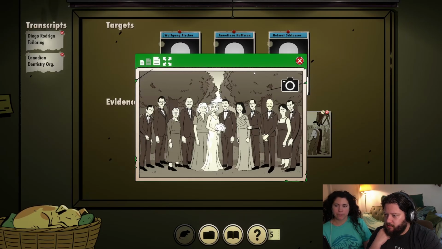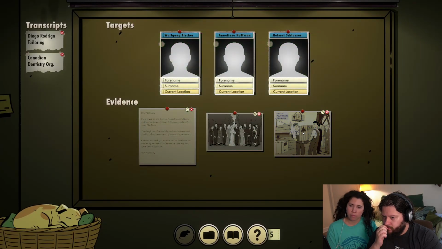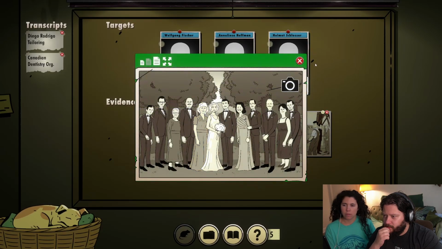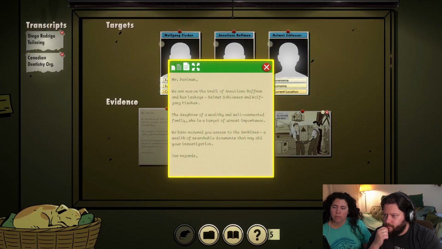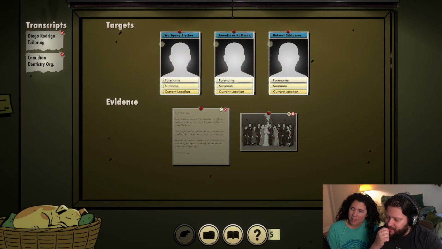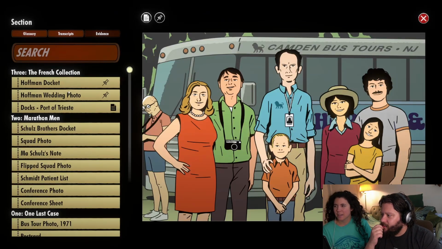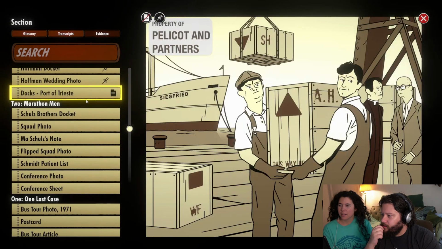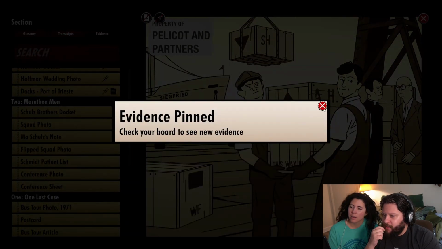Okay. So we've got a wedding portrait. We don't know from when. We've got... Robin. I don't know. It doesn't want to open anymore. Well, I broke this one. It's gone. It's okay. We're going to find it again in our evidence journal. Evidence. There we go. And we've pinned it back to the board.